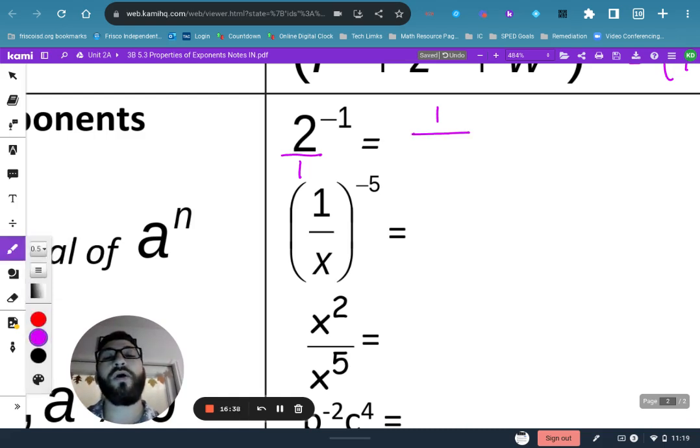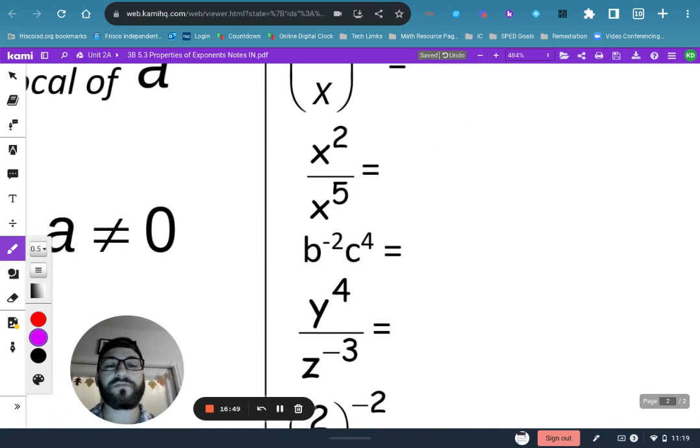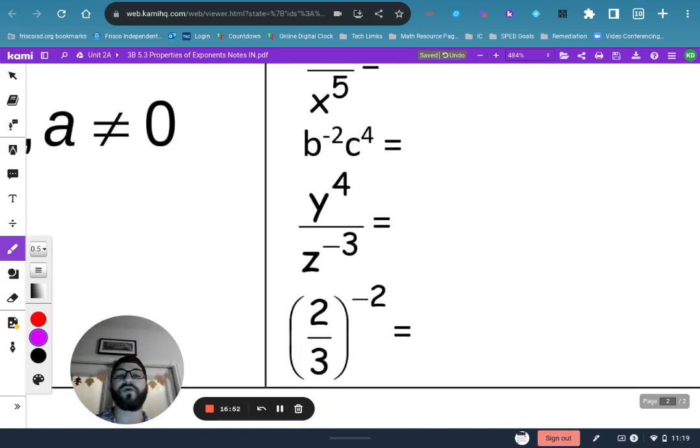So it'll become 1 over 2 to the first, which is really just 1/2. Okay, as another example, I have y to the 4th over z to the negative 3rd. So y to the 4th is positive, so it's going to stay exactly where it is. Z to the negative 3rd, though, that's negative, so it needs to move from the bottom of the fraction up to the top. So this is going to become y to the 4th, z to the positive 3.